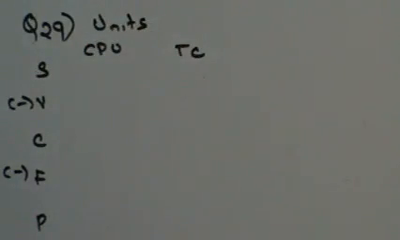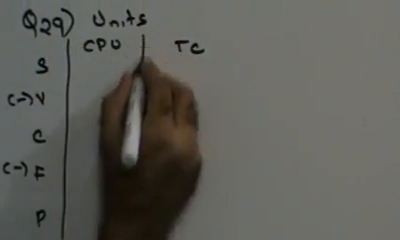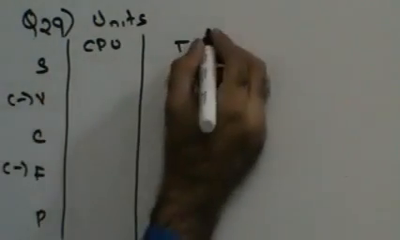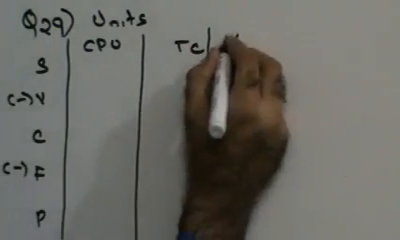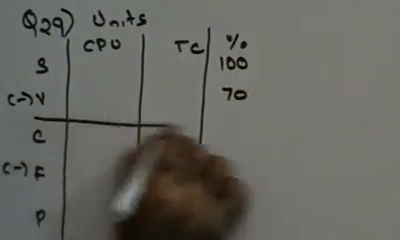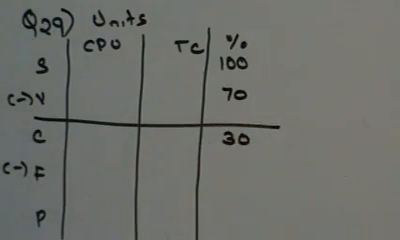The ratio of variable cost to sales is 70. That means if sales is 100, variable cost will be 70, in which case my contribution would be 30.